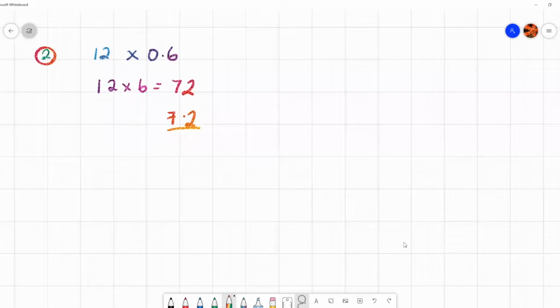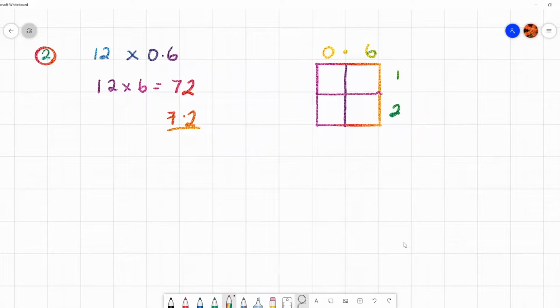Or if you choose to do the Chinese method, which is a lattice multiplication, it would look like this. So 0.6, always the decimal at the top first, if you have just one of them as a decimal. 12 down the side, draw my box, split between the 1 and the 2 as well. And then draw your diagonals. Now just times the numbers across. So 6 times 1 is 0, 6, because 0 10s and 6 1s. 6 times 2 is 12, 1 10 and 2 1s. 0 times 1 is 0, and 0 times 2 is 0, so 0, 0.